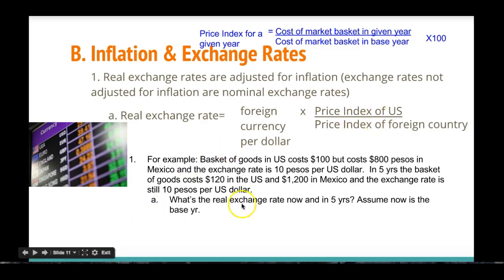So in order to figure out what the real exchange rate now is, it's going to take 10, which is our nominal exchange rate, 10 pesos per US dollar, times the price index for the US, which is 100, divided by the price index for Mexico, which is 100.